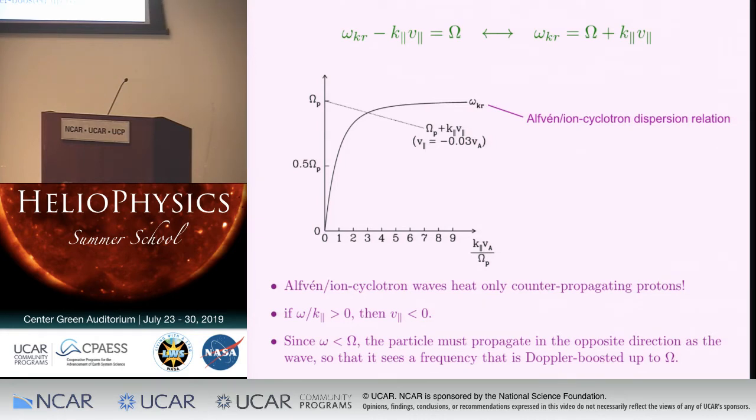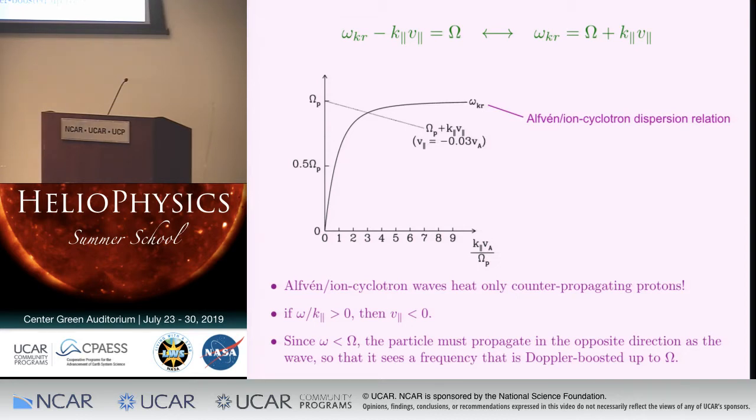So that's omega of k. Let's now plot the right-hand side. Omega is a constant up here. In order to satisfy this equation, our plot of the right-hand side has to intersect our plot of the left-hand side. To do that, the plot of the right-hand side has to be a downward sloping line. If I took v parallel to be positive, this right-hand side would be an upward sloping line that could never intersect my dispersion relation. To intersect my dispersion relation, I have to have v parallel being negative so that the right-hand side, as a function of k parallel, is a downward sloping line. That will intersect at this point here. That would be the k parallel for which I would have a resonant wave-particle interaction with these waves.